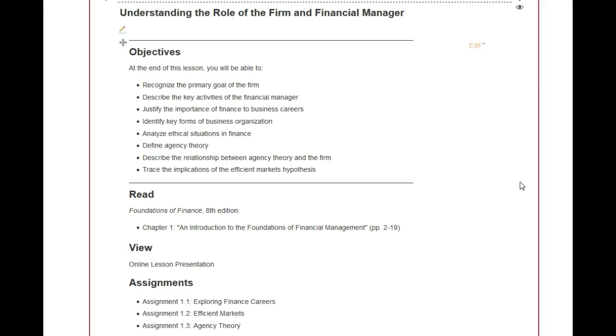We have an activity that's going to have you explore financial careers later on. Take advantage of that. I think that research will help you tremendously in understanding why you have to study finance and why it's so important. It will make you a great asset to a company.